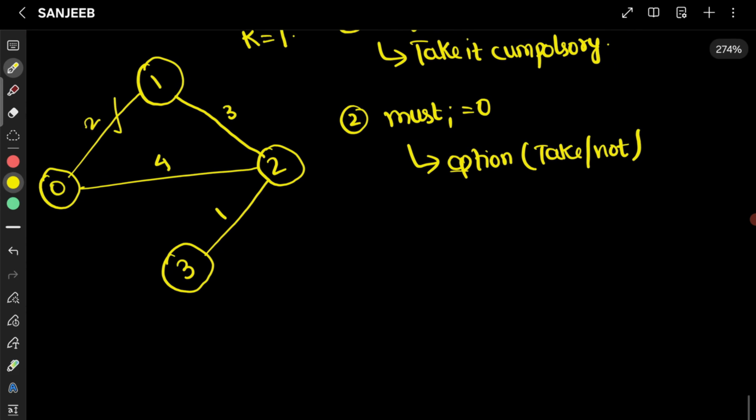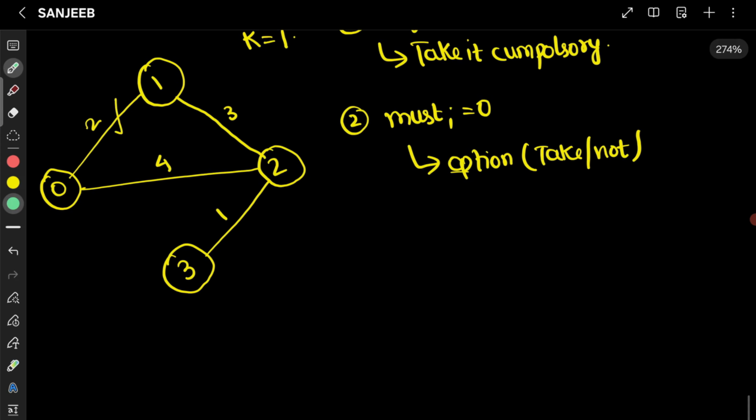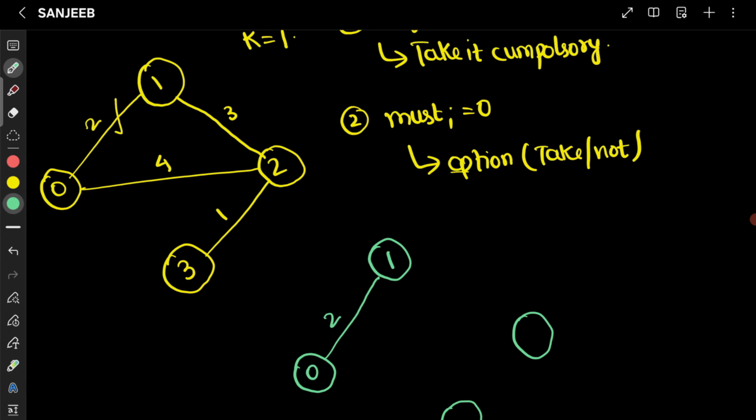Since I need to form an MST, let me first go ahead and draw this. I will take all the edges which are compulsory for me. This edge is necessary, I can't skip it, so I will take this, irrespective of whatever the edge strength is.